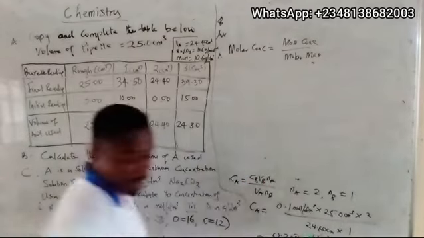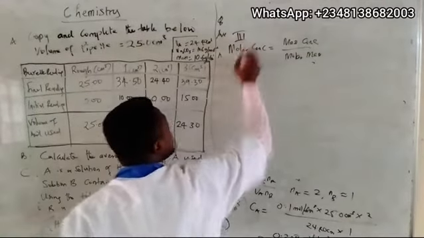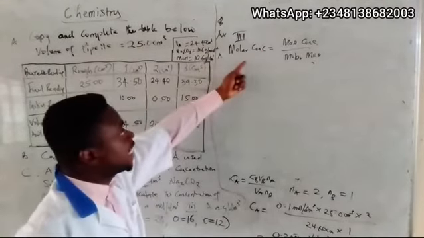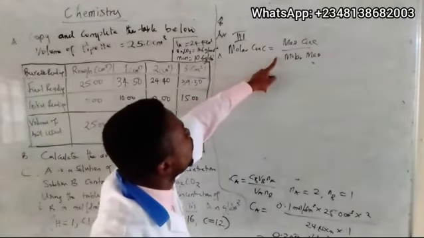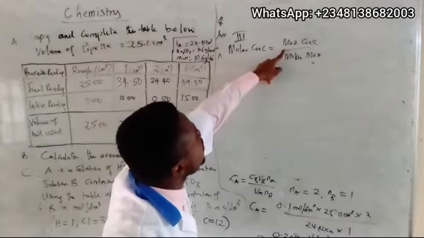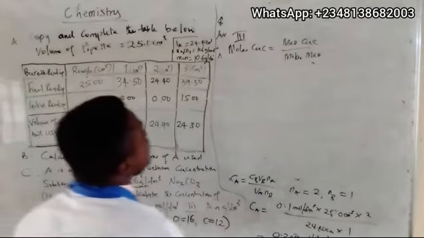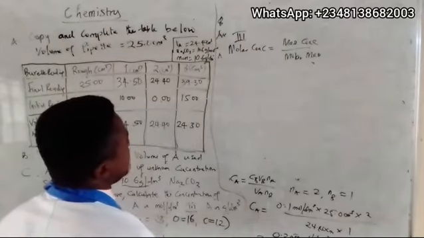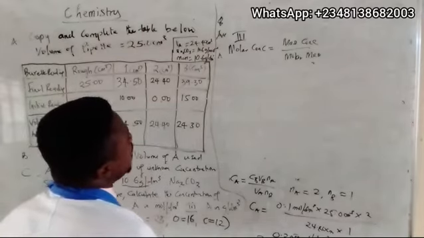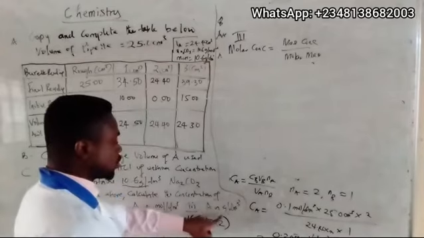Alright, let me stop here for now. We still need this formula that says molar concentration is equal to mass concentration over molar mass. But you are looking for the mass concentration in gram per dm cube.